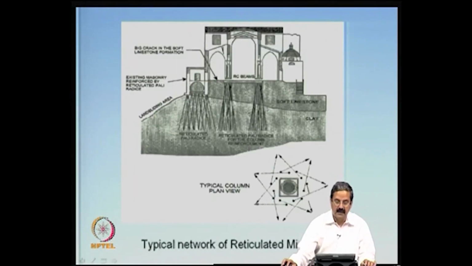This is another example: an existing masonry reinforced by reticulated piles. If you find that in a particular building there is a tendency for cracks, then in order to see that further damage does not occur, you put some sort of micropiles here, which is quite useful.